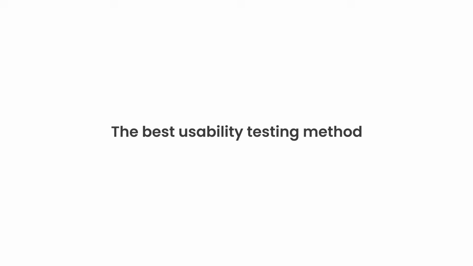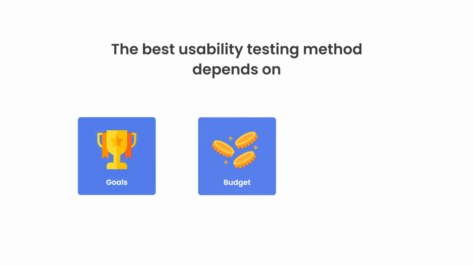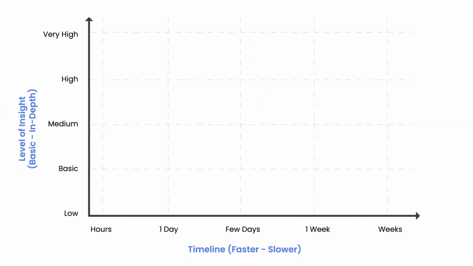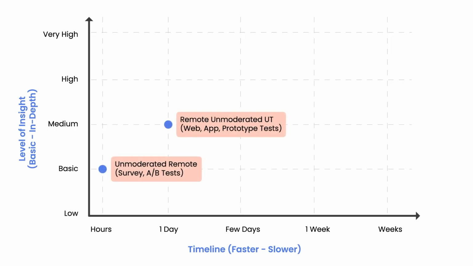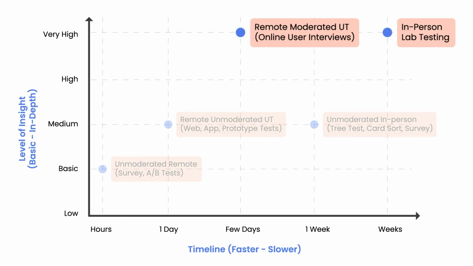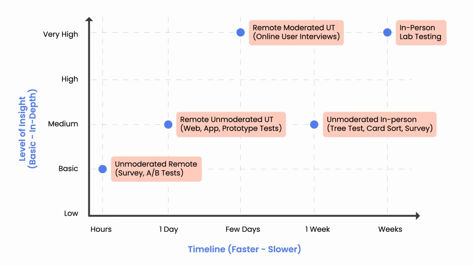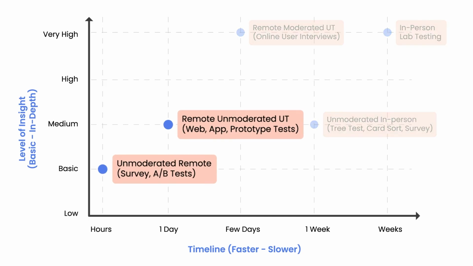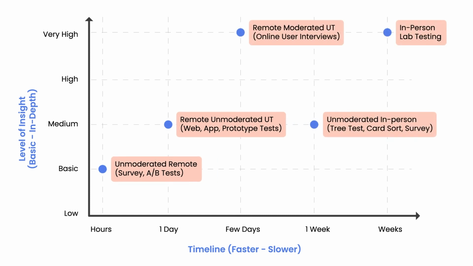The best usability testing method depends on your goals, budget, and timeline. Here is a sample graph illustrating suitable methods based on the timeline and level of insight of your research. If you need in-depth feedback and real-time interaction, moderated and in-person testing offer valuable insights. If you're looking for fast, scalable results, unmoderated and remote testing are more efficient. In many cases, a combination of methods works best. The key is to choose the approach that gives you the insights you need while fitting within your resources.